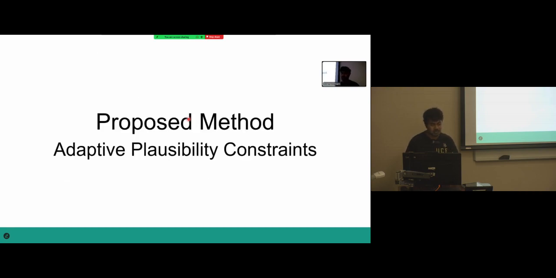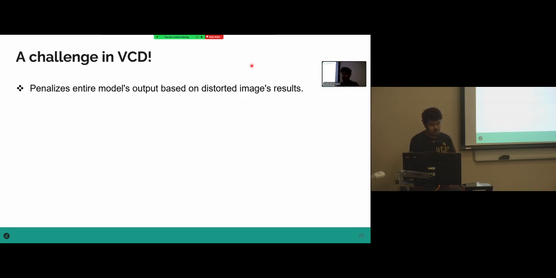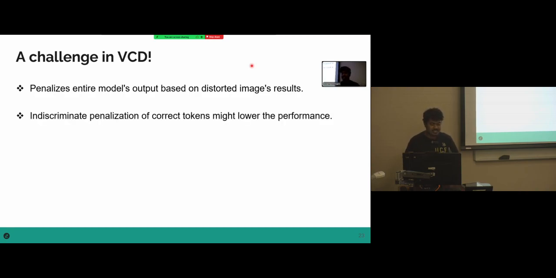Now, VCD has some challenges which the authors propose to address by using adaptive plausibility constraints. So let's go through the challenges first. VCD penalizes the entire model's output based on the distorted image's result. So you have some good logits from the original image, and you are changing all the values using a distorted image, and obviously that can cause some issues. This indiscriminate penalization might sometimes lower the performance.